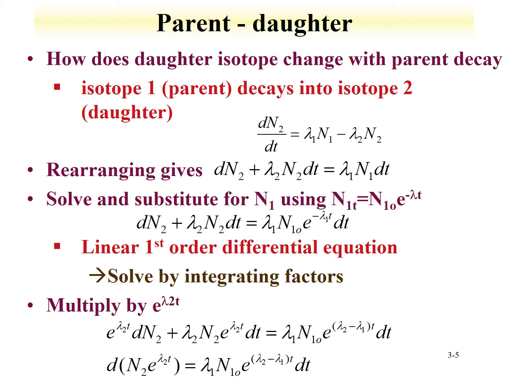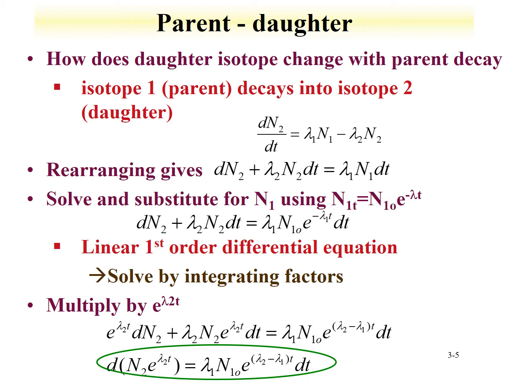Let's take a linear first order differential equation. Let's just solve it by using integrating factors. Let's multiply by e to the minus lambda 2 t. The equation then becomes what we see here, where we get the change of n2 e to the lambda 2 t is equal to lambda 1, the initial amount of isotope 1, e to the (lambda 2 minus lambda 1) t, with respect to time. So we've gone through the equations.